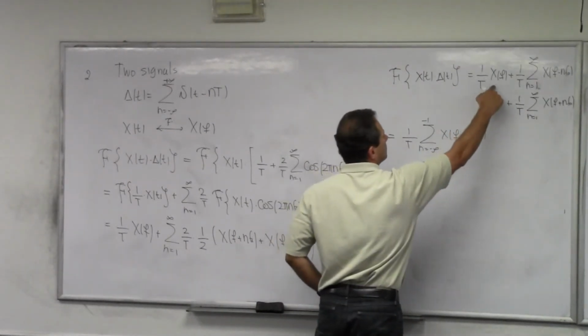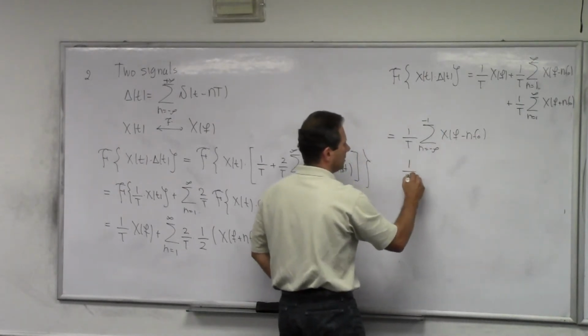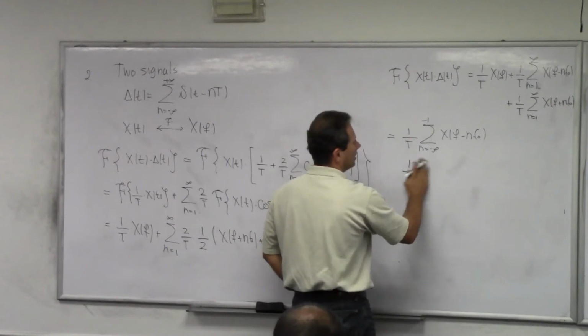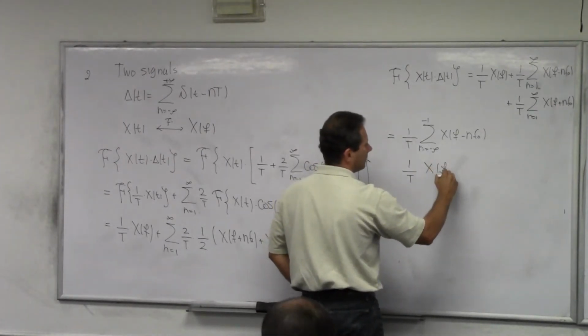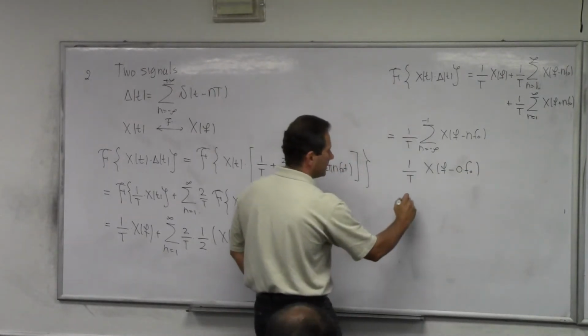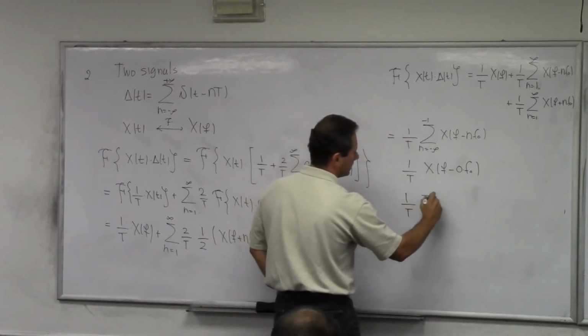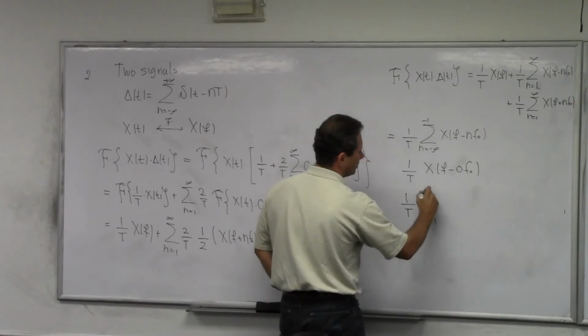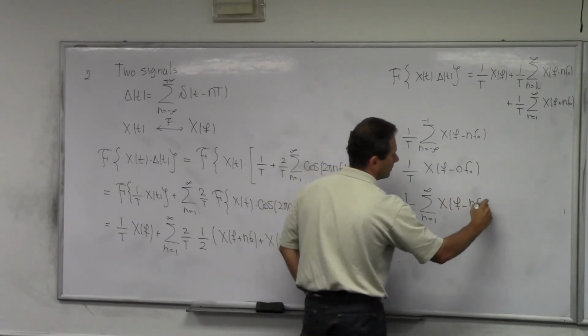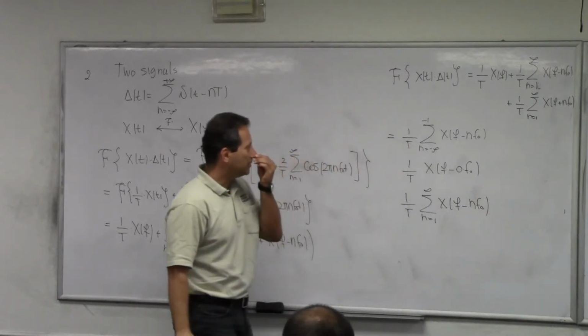Then I'm going to write this one in a special way. It's going to be 1 over T, I shouldn't put sum, I'm just going to put X of f minus 0 times f0. And then the last one I'm going to write sum when n goes from 1 to infinity, X of f minus n f0. So look at these three.